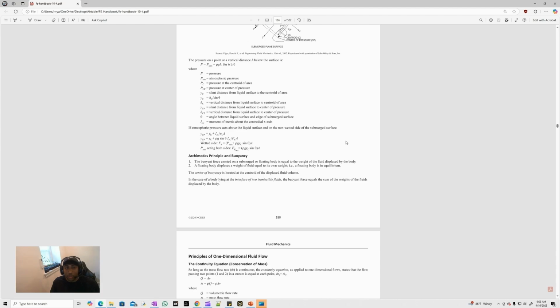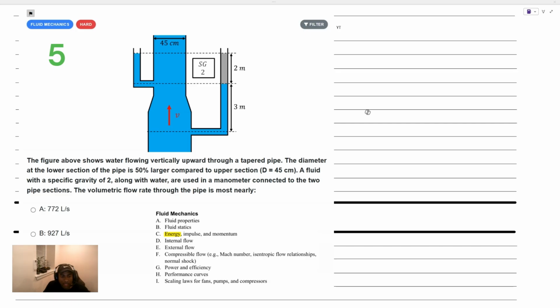Let's go ahead and get into the next problem. In this problem here, we're going to be working through a Bernoulli's equation example. You can see I have highlighted the energy equation. I'll talk a little bit about the differences between the two when we're solving the problem. Let's get right into it.